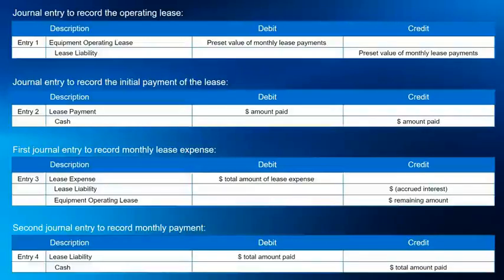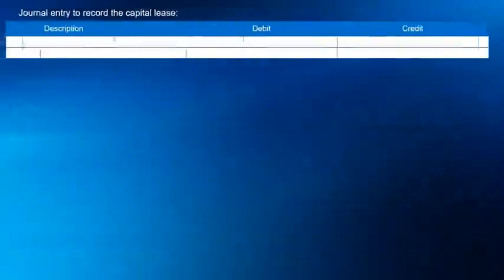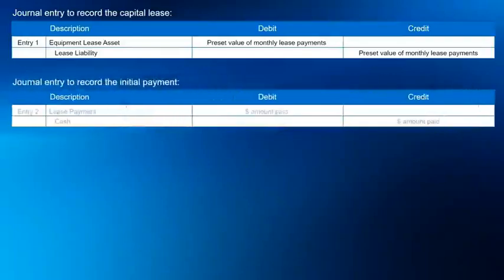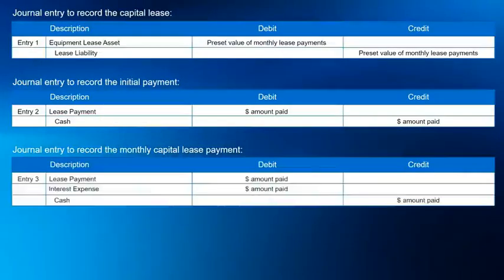All right, now let's take a look at the journal entries for a capital lease. The first entry is to record the capital lease. We'll then need another journal entry to record the initial payment for the capital lease. Finally, just like before, we'll need a journal entry to record the monthly capital lease payment itself. Notice that there's no lease expense account here. Payments are recorded similar to standard liabilities. One payment split into interest and principal.